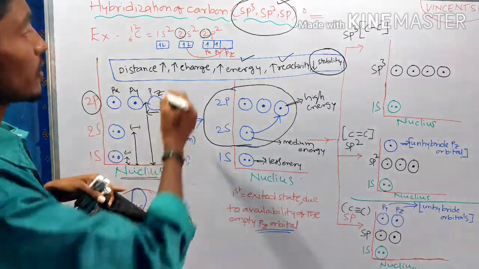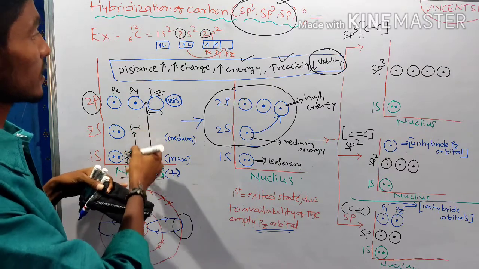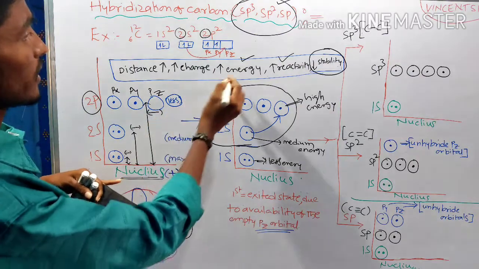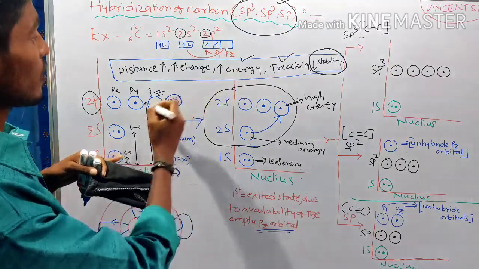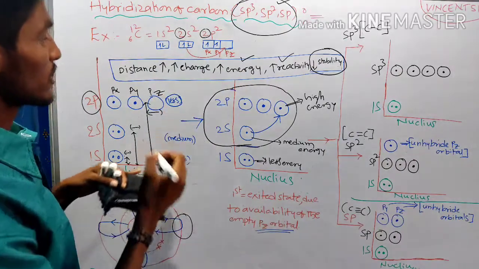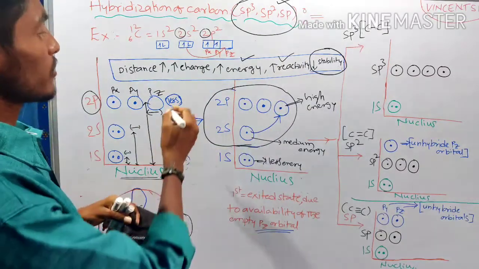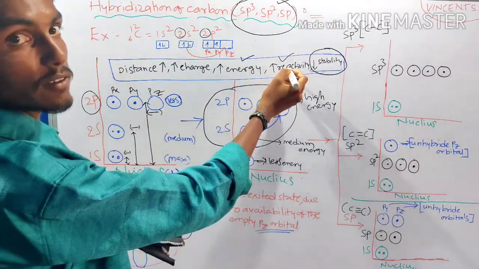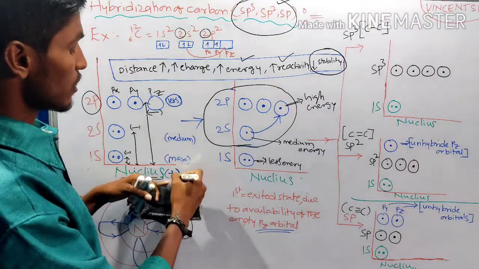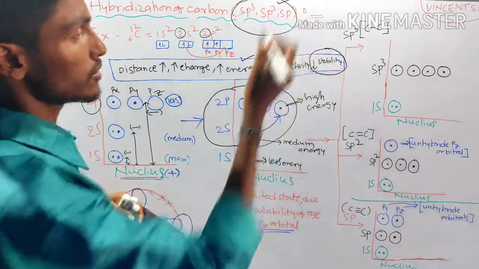Once again, whenever the distance from the nucleus increases, the charge also increases, and thereby the energy of those electrons also increases, being far away from the nucleus, and the reactivity also increases. How does the reactivity increase? These electrons are loosely held by the protons of the nucleus, but the stability of the entire atom is reduced.